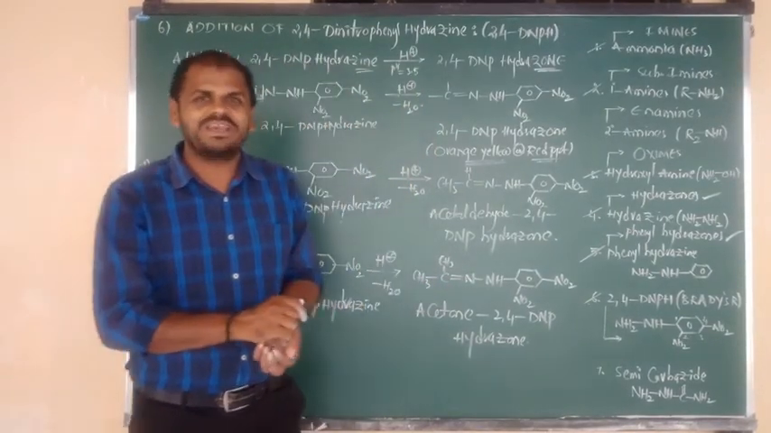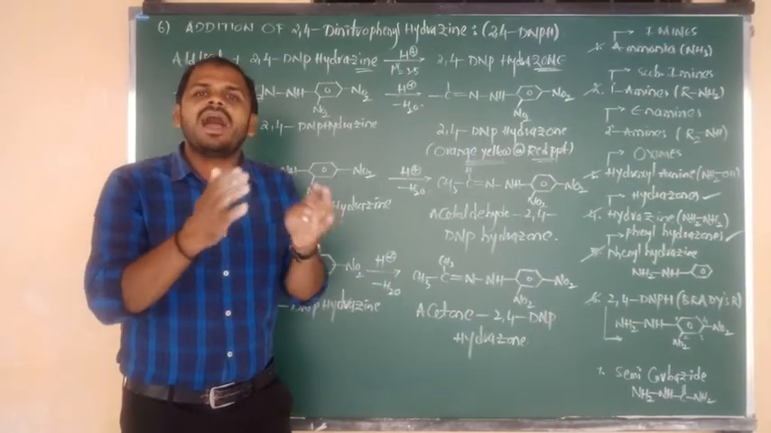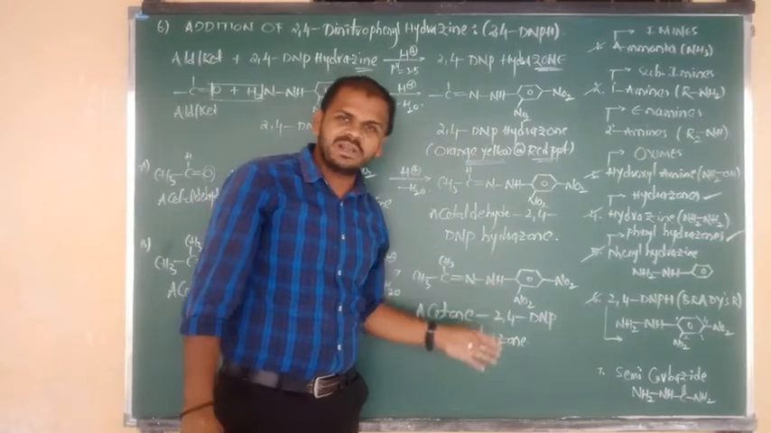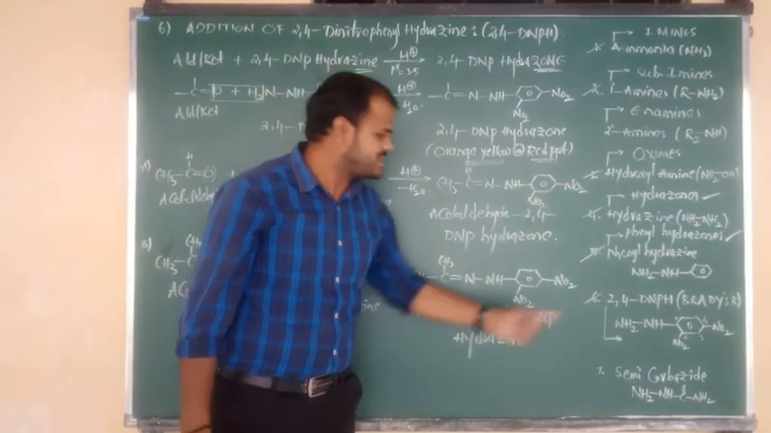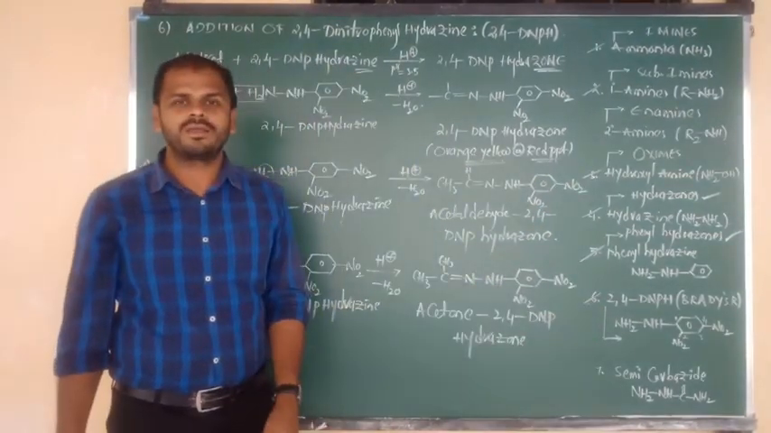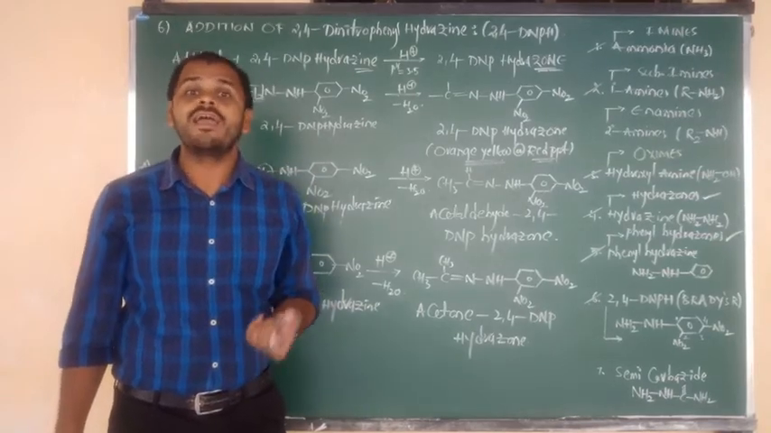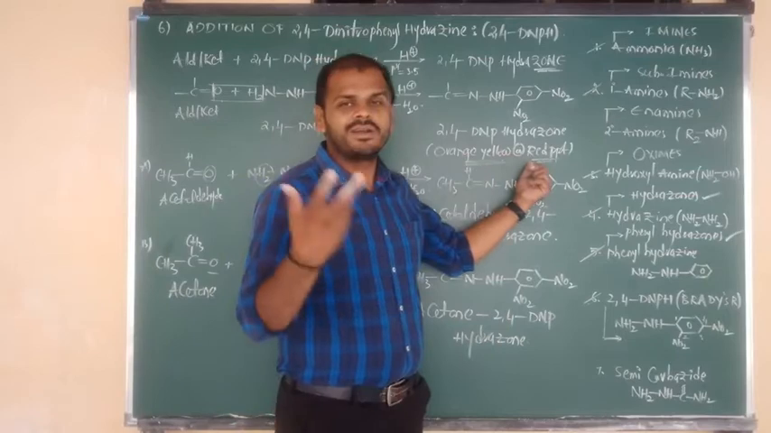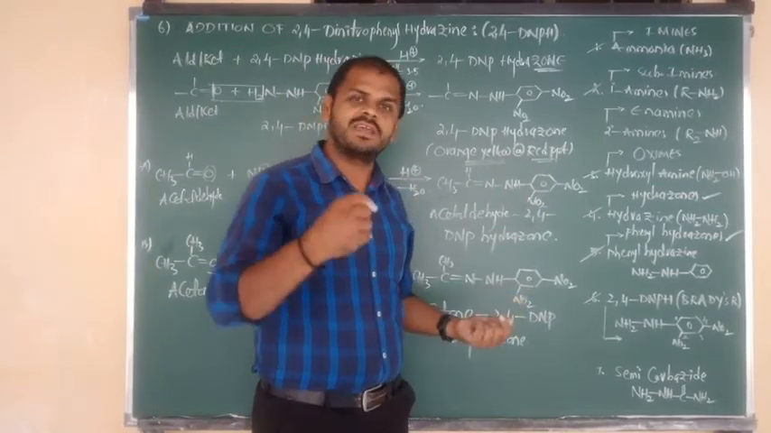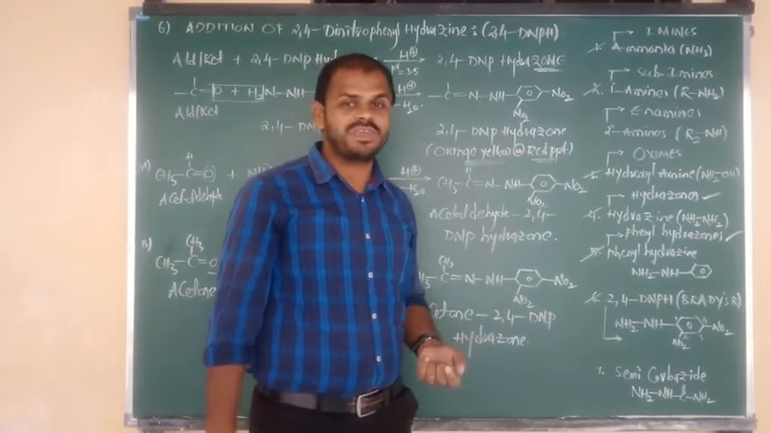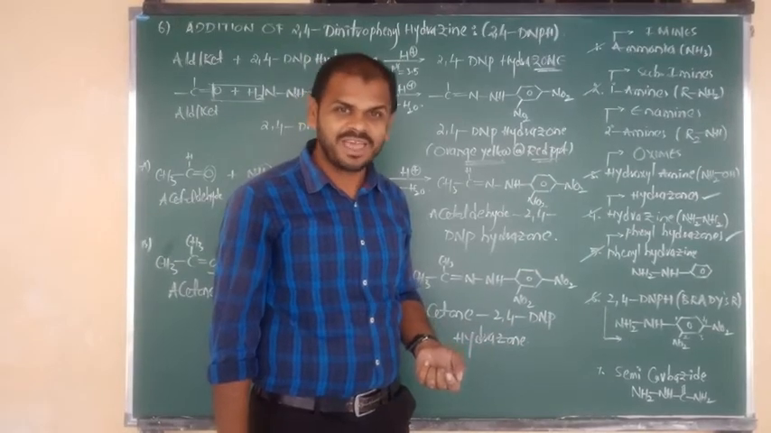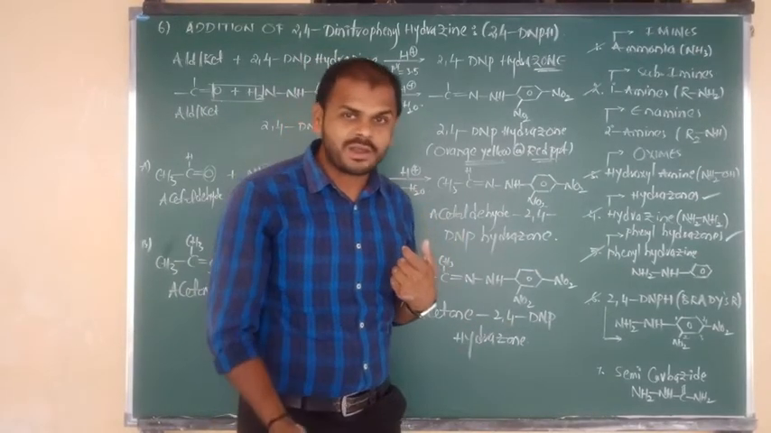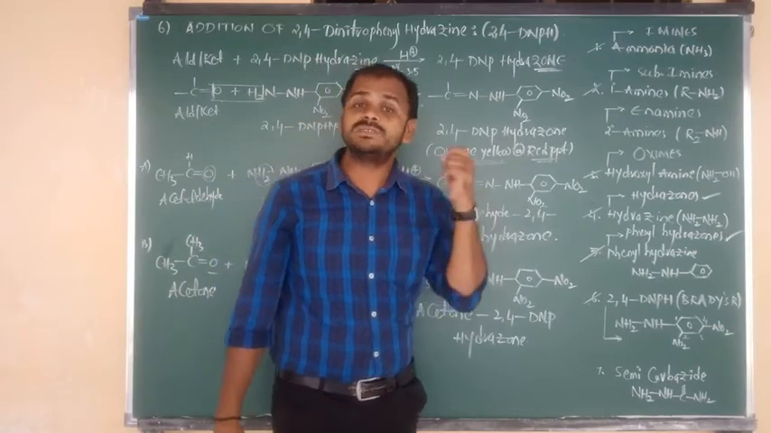So we can use it for the identification of aldehydes and ketones by the formation of orange, yellow and red precipitate. This reagent can be used for the characterization, identification of aldehydes and ketones due to formation of colored crystals. Maybe orange red, orange yellow, and also red precipitates. So from this point of view, we are using it for identification.